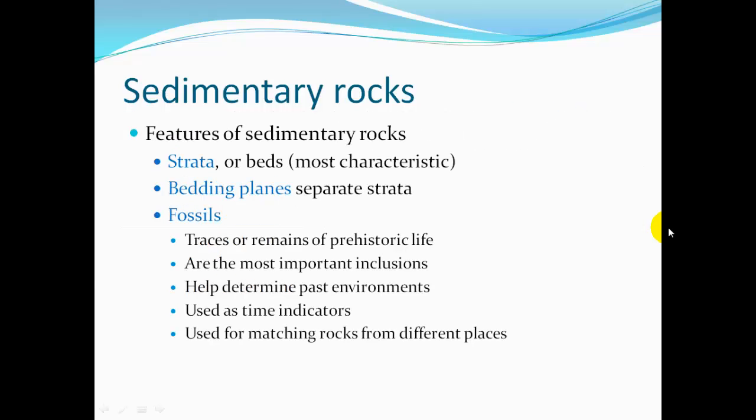Now, sedimentary rocks, the material that becomes sedimentary rock, gets laid down in layers, and you can actually see layers or beds, or we also call them strata. Bedding planes are planes you can see separating the strata, like a break. And then there's fossils. Many sedimentary rocks have traces or remains of prehistoric life. They are the most important inclusions. They help determine past environments, help us determine how old the rock is, and are used for matching rocks from different places.